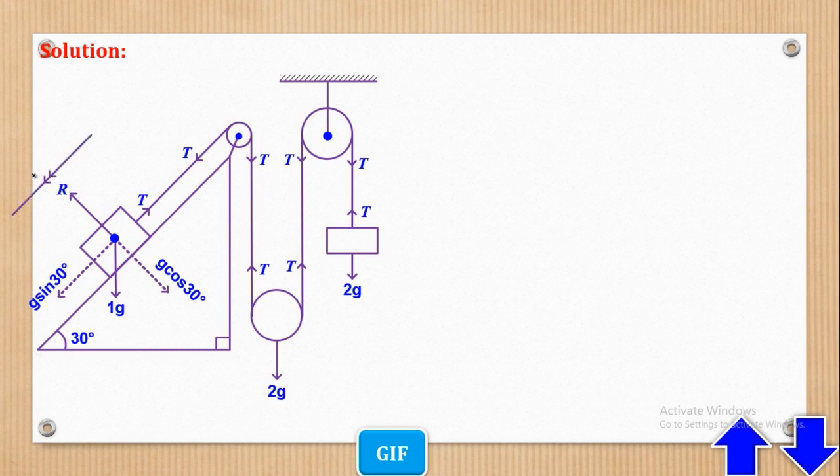So this will be downwards and it will be A1, then this will also be downwards and it will be A2. Now this one will be the average of these two accelerations, this and this. The average of those two will be the acceleration for this movable pulley.